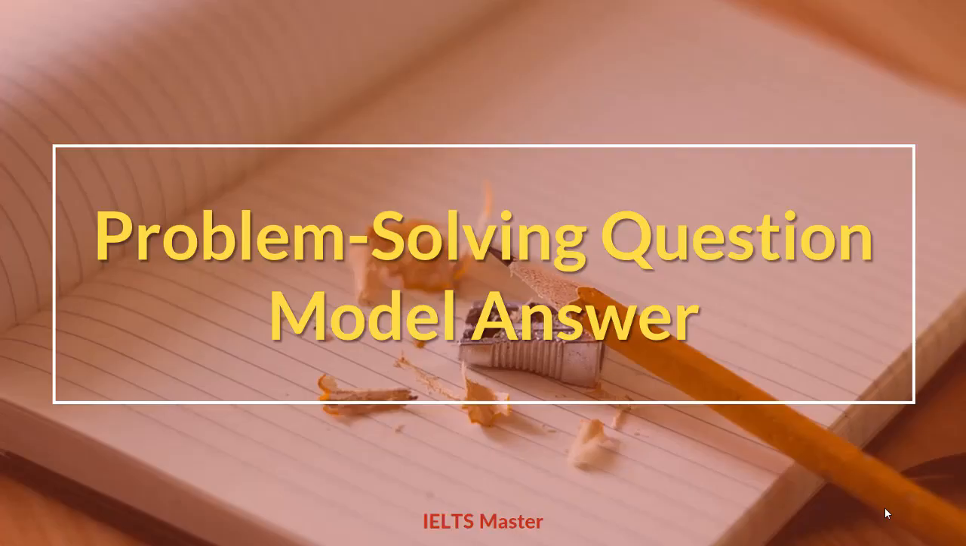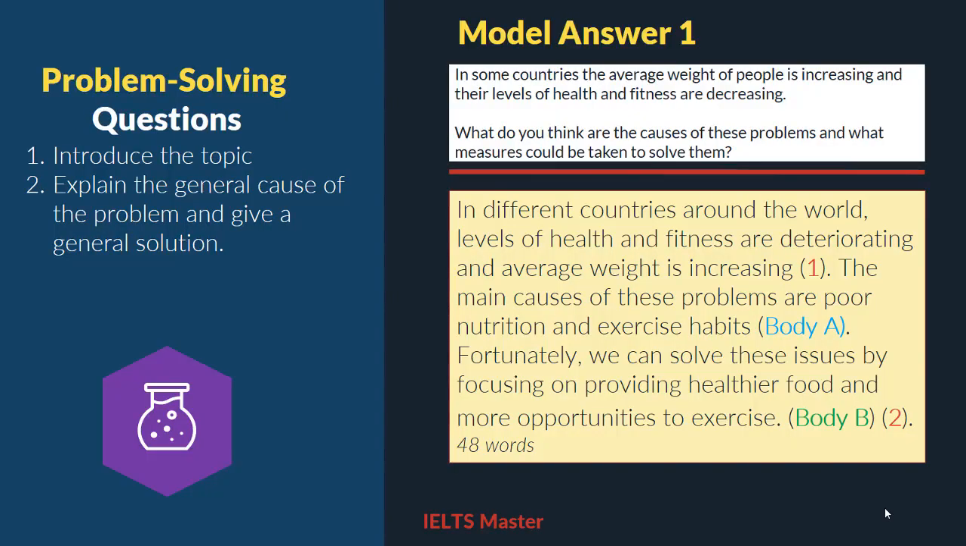First, problem-solving question, model answer. Starting with the left, problem-solving questions. You need to introduce the topic, number 1, and then number 2, explain the general cause of the problem and give a general solution. Let's look at this question. In some countries, the average weight of people is increasing, and their levels of health and fitness are decreasing. What do you think are the causes of these problems, and what measures could be taken to solve them?